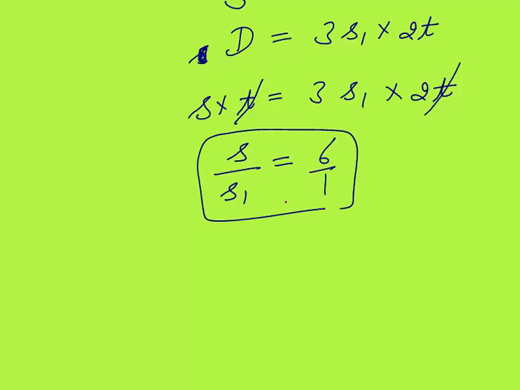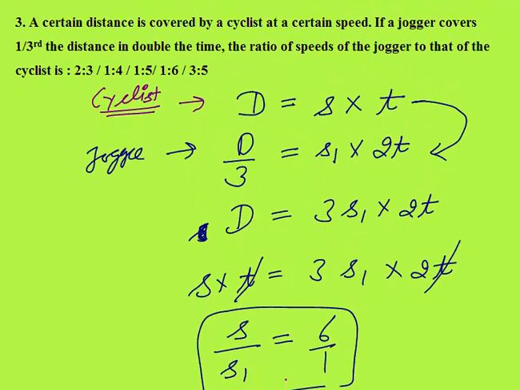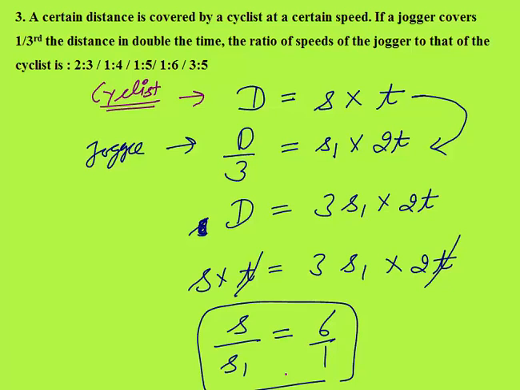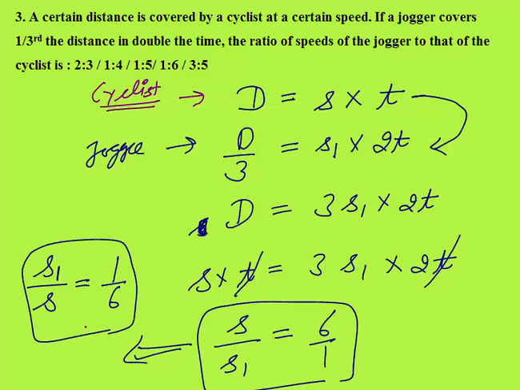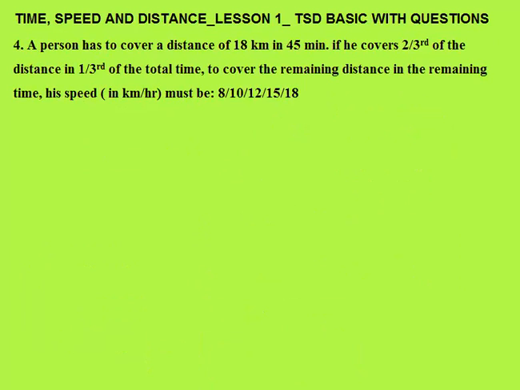Now what we need to calculate? This is a ratio of their speeds. We need to calculate the speed of jogger to that of cyclist. So we need s1 upon s. Speed of jogger was s1, speed of cyclist was s. This ratio is 1:6. Now you can see that I have solved this question in less than a minute. In exam, it won't take more than 30-40 seconds to solve this question. That is our objective, to solve the question in least possible time using concept, option and logic.